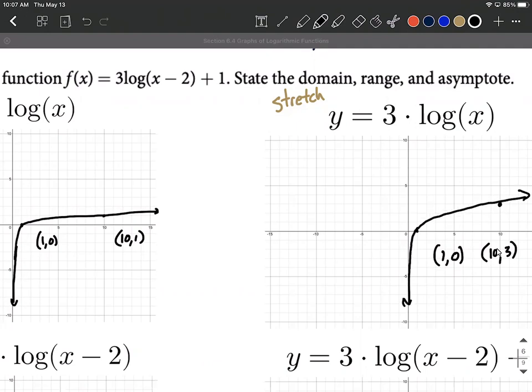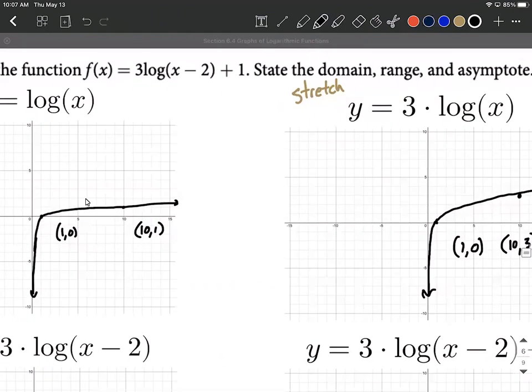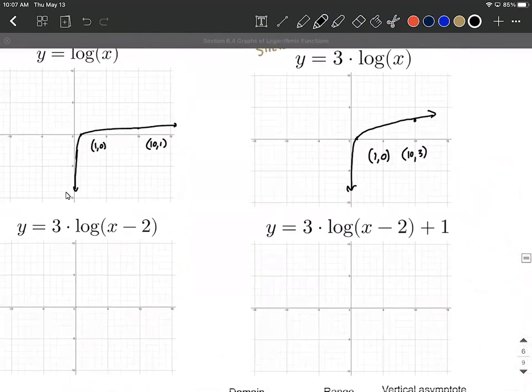Kind of connecting these points together, doing our best to hit these points. And our graph's going to look a little bit taller than the original one, 3 times as far away from the x-axis. For each one of these points that was on the original graph, that should become 3 times as far away. All right, next up, let's go ahead and apply this next transformation.